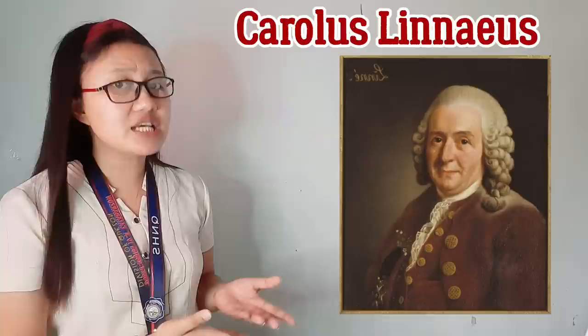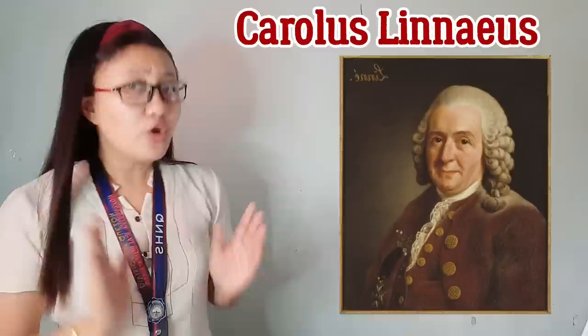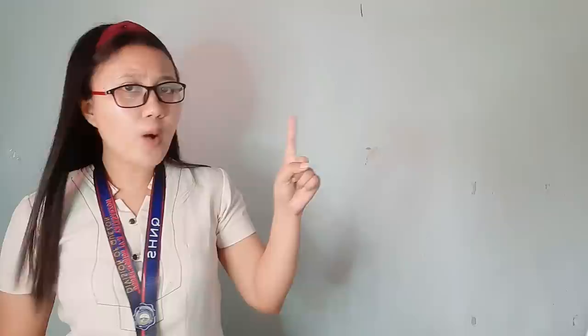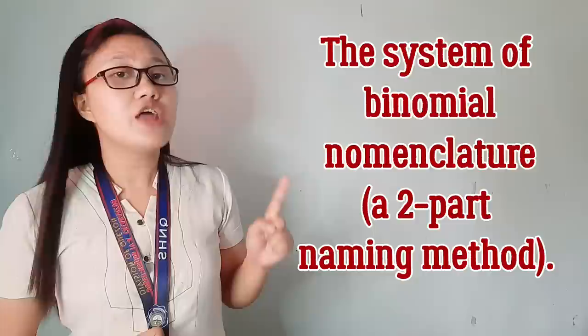If you know Carolus Linnaeus, this is him. He is a Swedish naturalist, considered to be the father of taxonomy. In the 1700s, he developed how to name and organize every species we study today. His two most important contributions to taxonomy were, number one, the hierarchical classification system, and the other one is the system of binomial nomenclature, which is a two-part naming method.